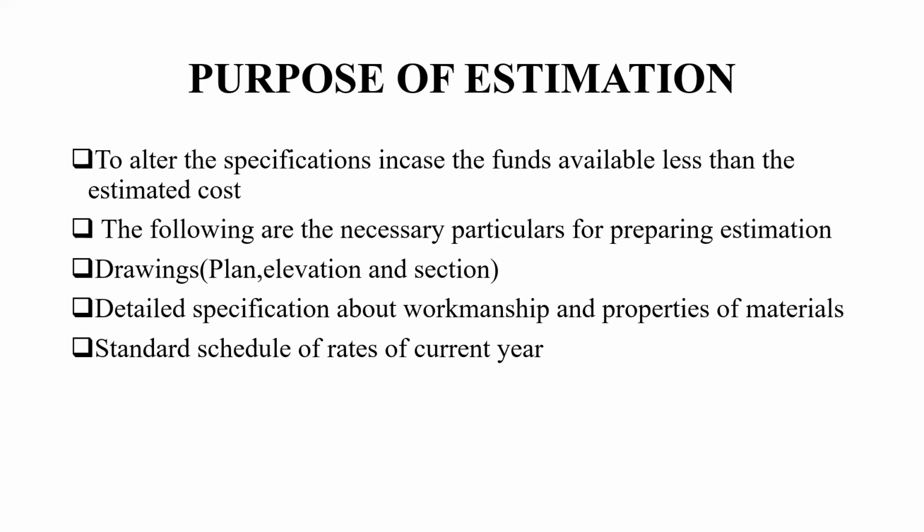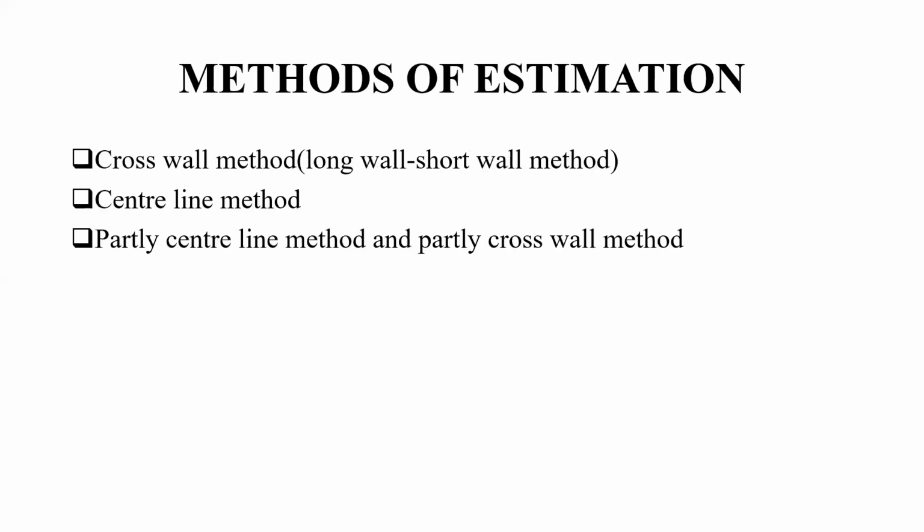And the following are the necessary requirements for preparing an estimate. Those things are drawings, which include plan, elevation, and section. Then labor, workmanship, and properties of the materials are required in the detailed specification. And the schedule of rates of the current year, which is published by the Tamil Nadu Government Public Works Department, so-called PWD.